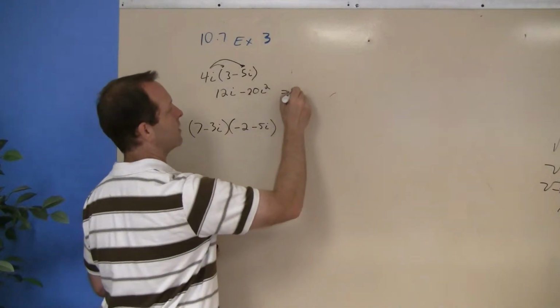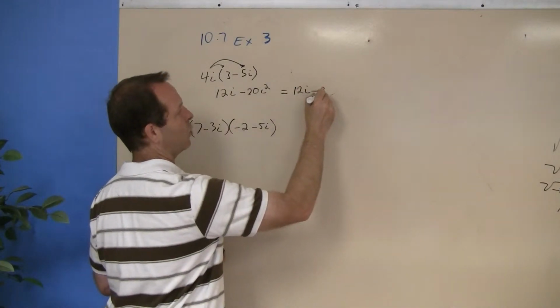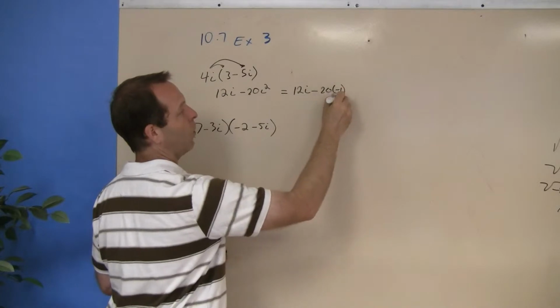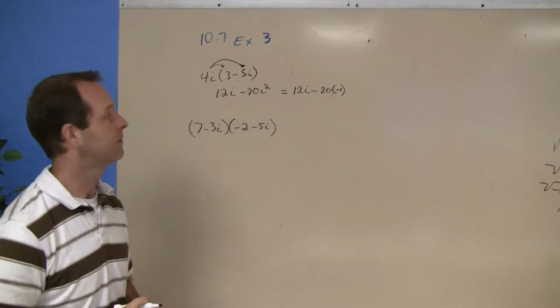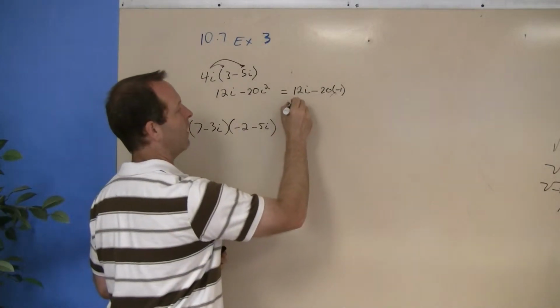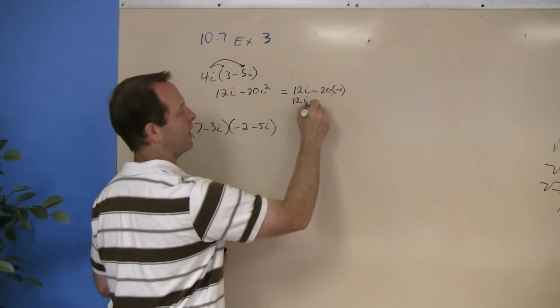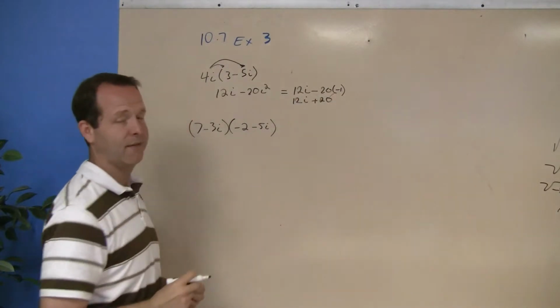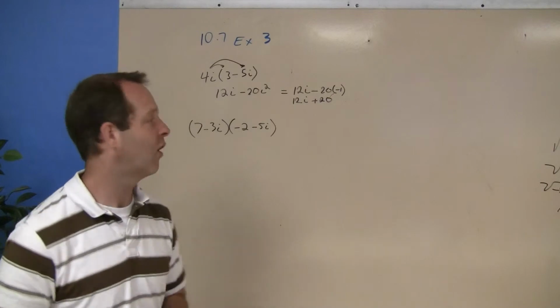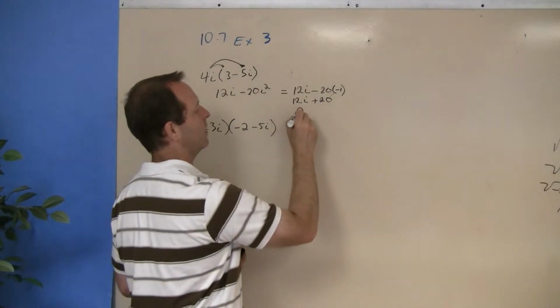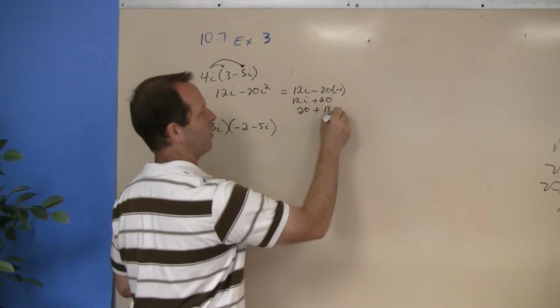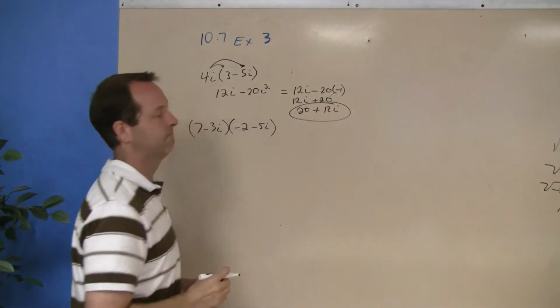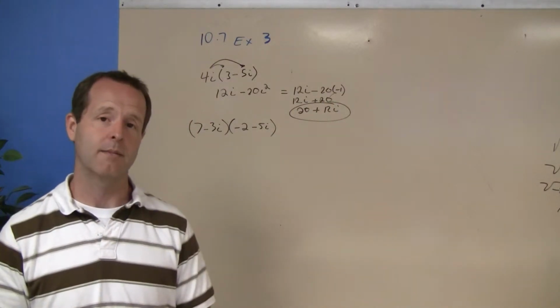So I can rewrite this as 12i minus 20 times negative 1 instead of that i squared. And so now I'm going to have 12i plus 20. And if I write that in standard complex form, I'm going to write that 20 first: 20 plus 12i. So I was able to multiply those two complex numbers.